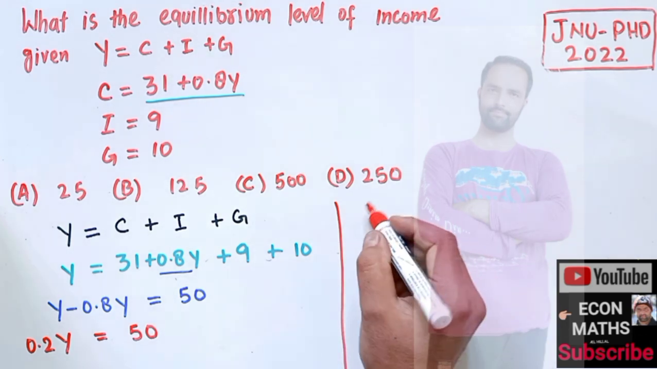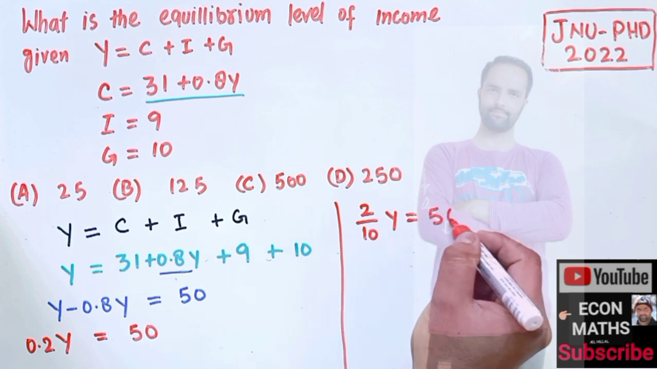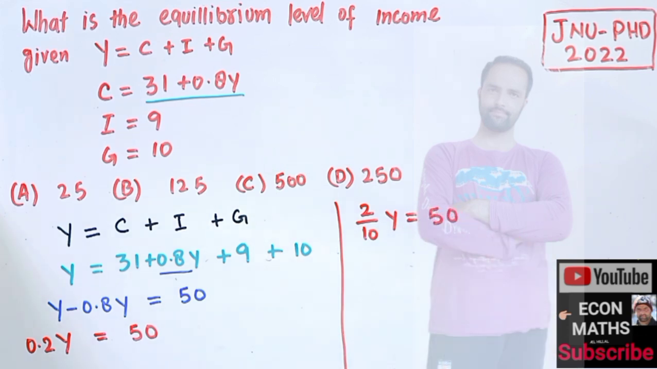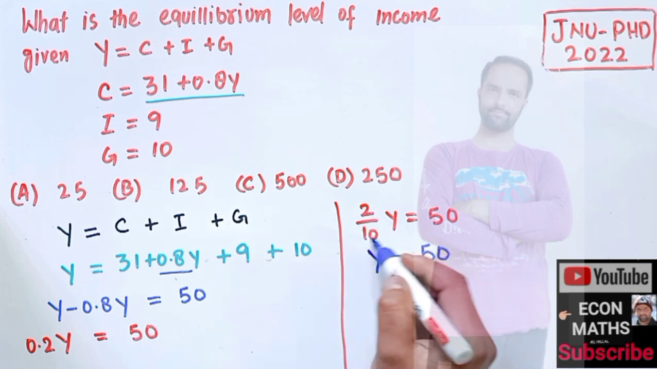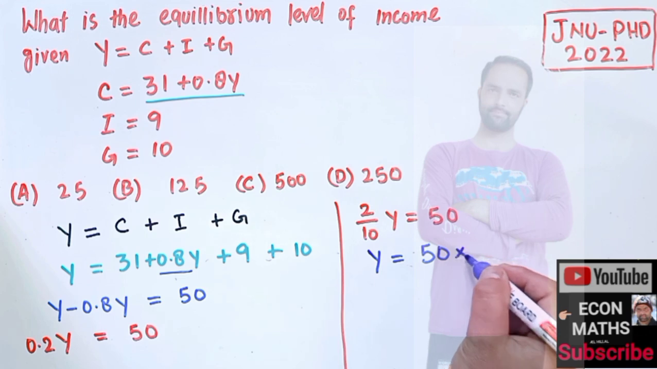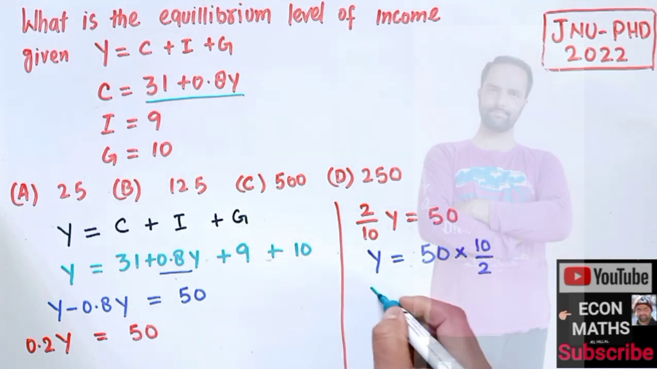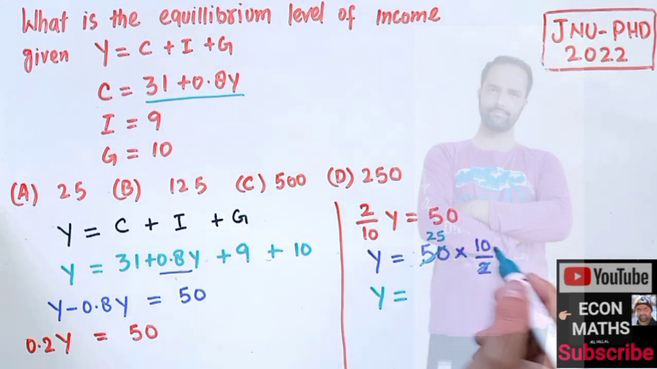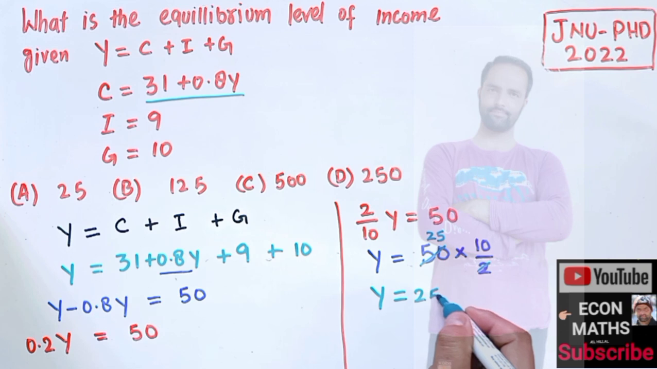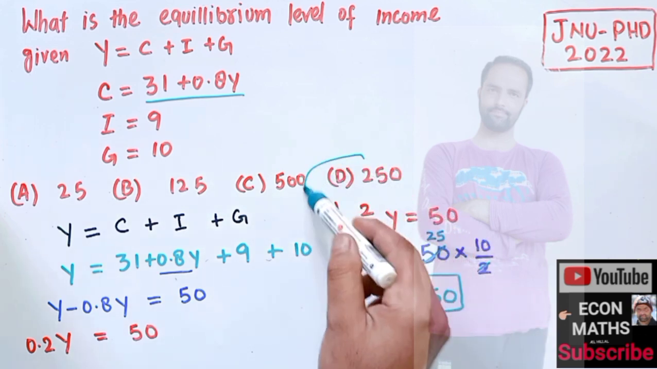Or 0.2Y can be written as 2 upon 10 Y is equal to 50, which gives us Y is equal to 50. If I transpose it to the RHS, it will get multiplied and reciprocated. So 10 upon 2, that gives us Y is equal to, so we have 2 ones are 2, 25s are, so 25 into 10 is 250. That means our equilibrium level of income will be equal to 250.